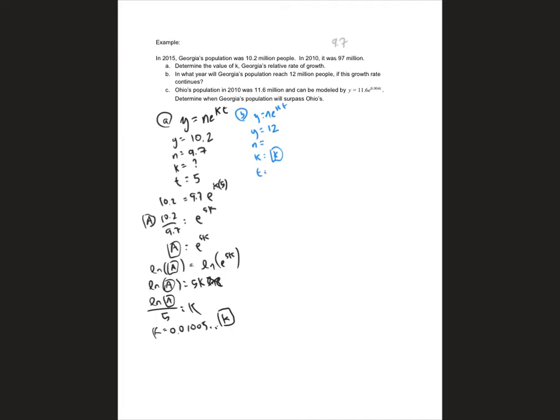I tend to use the initial value from the original problem, so I would use 9.7 in 2010, but it's not going to matter which one you use as long as you answer the question appropriately at the end, and we'll talk about that at the end. So I'm going to use 9.7 as my initial, and then my t is going to be the number of years from 2010, because I'm using the population from 2010 as my start. So I'm going to plug everything in.